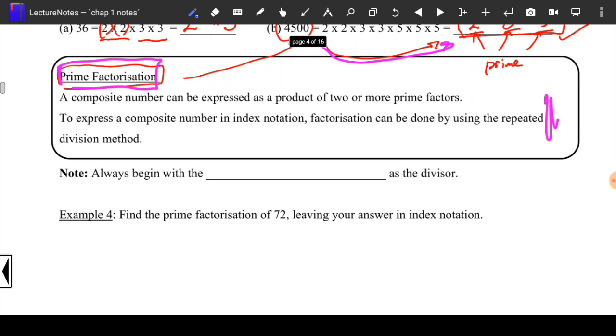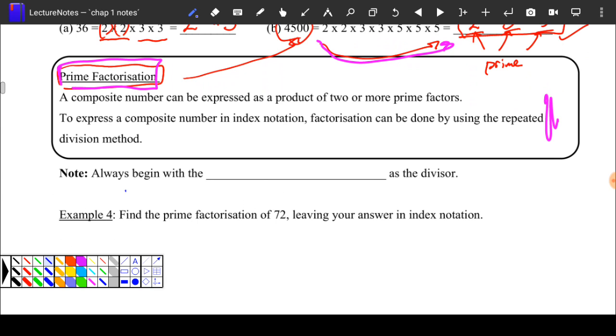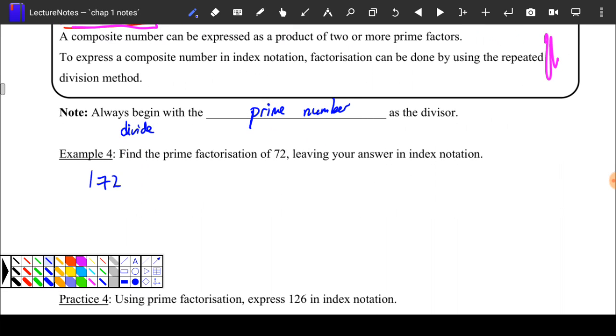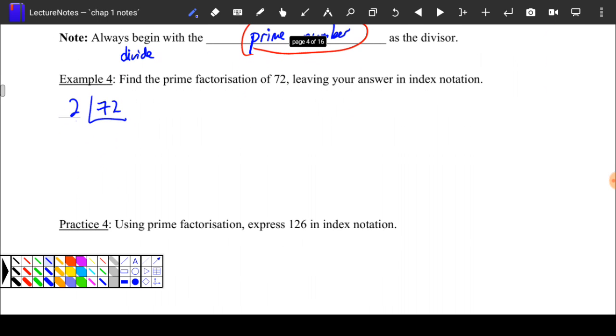Always begin with what? Okay, always begin means I want to always divide. Always divide with a what? Prime, the smallest number. With the prime number. So what does this mean? For example, if I have 72, this is called the ladder method, right? We don't divide by 10 or 9 or 8. No, everything no. We divide with what? 2. Prime number, which is 2. So we start with the small prime number, 2.